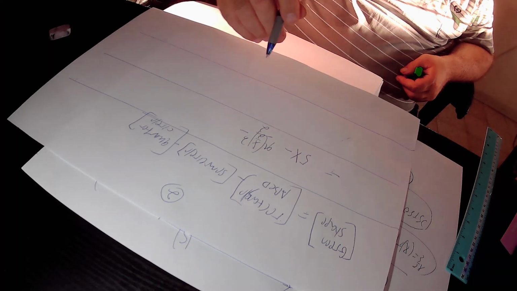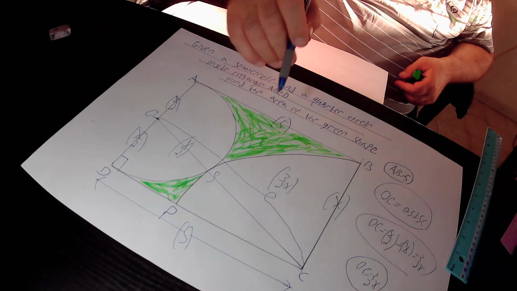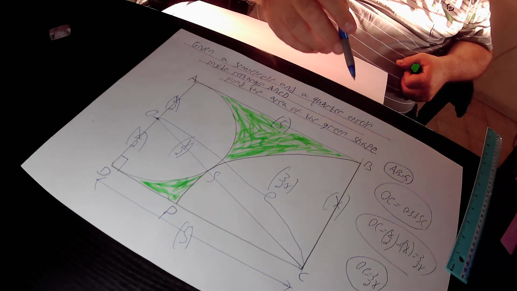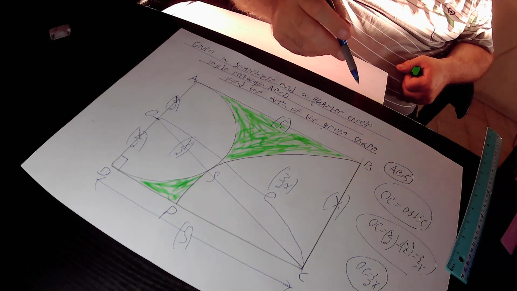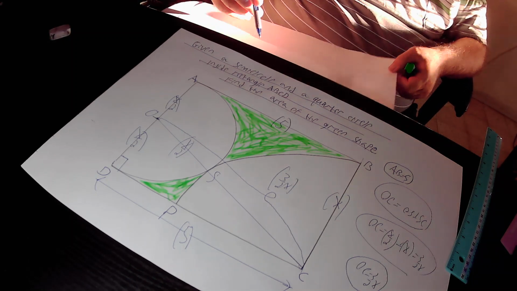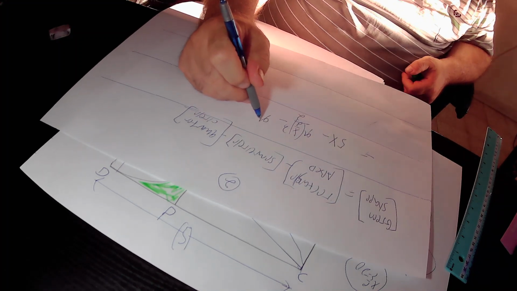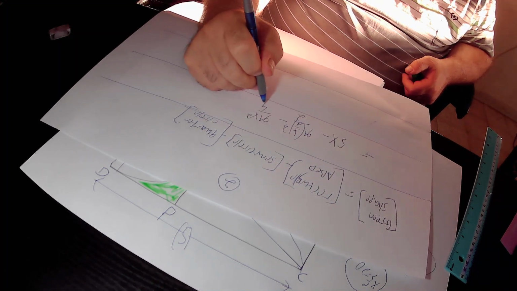Minus the area of the quarter circle. What is the area of this quarter circle? We know that the radius of this quarter circle is x. Therefore the area must be equal to pi x squared over 4. So the area of the quarter circle equals pi x squared over 4.